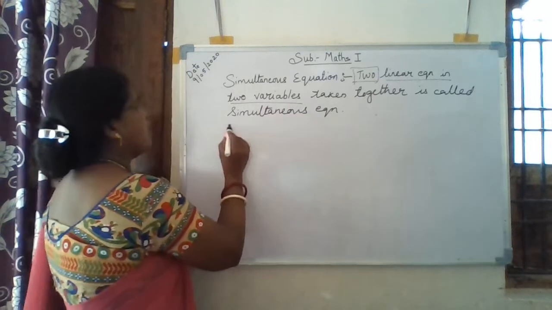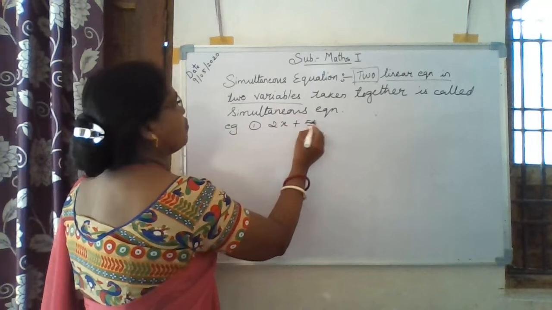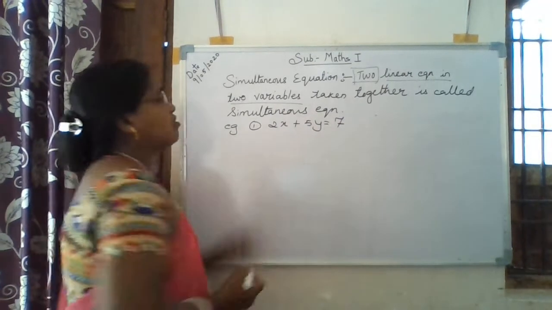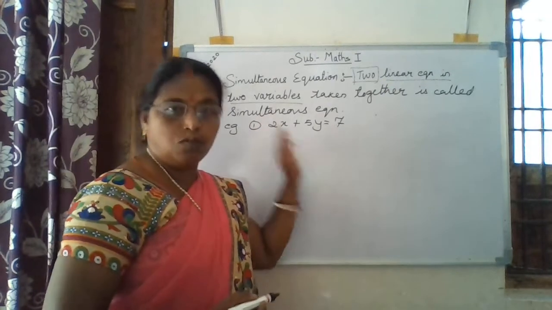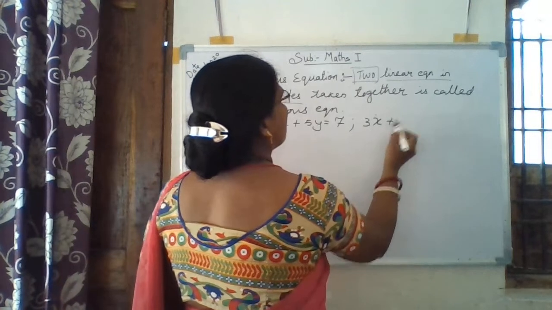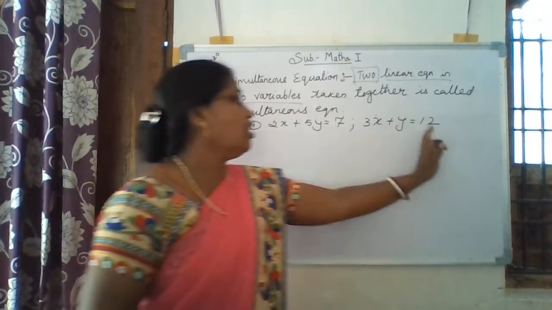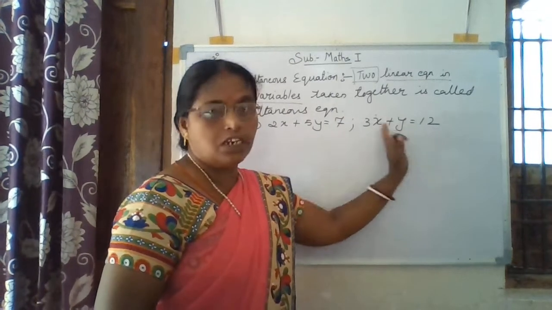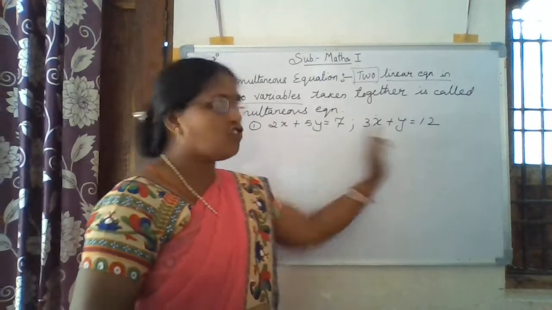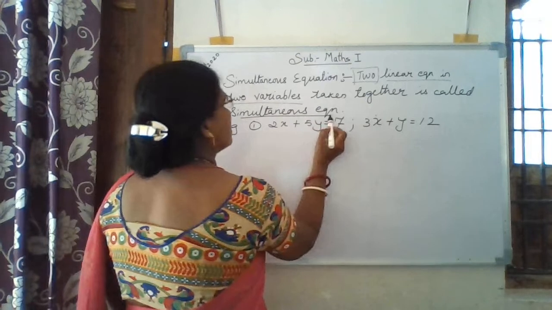For example, 2x plus 5y equal to 7. This is a linear equation in two variables. Another equation taken. This is the second equation, a linear equation in two variables. So when we take these two equations together, it is called simultaneous equations.